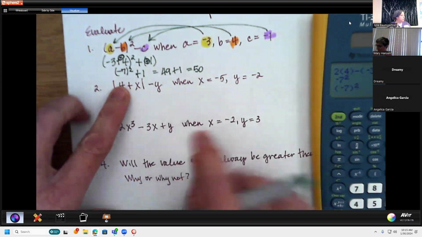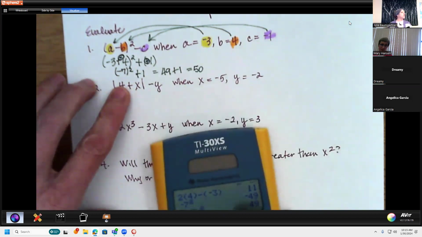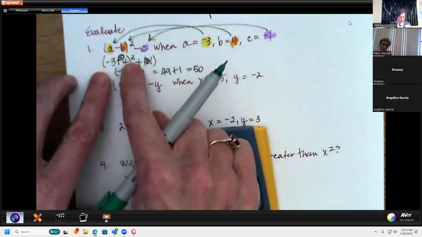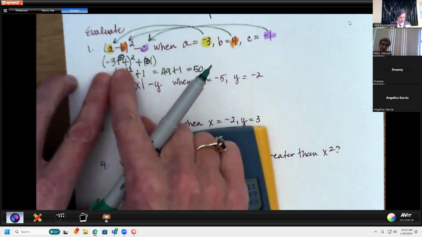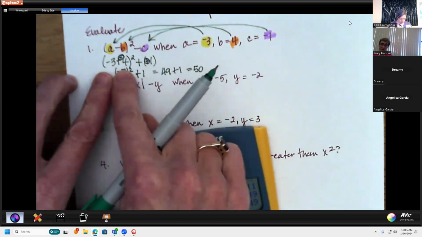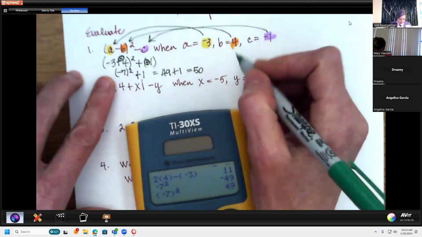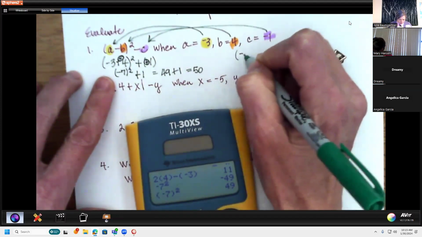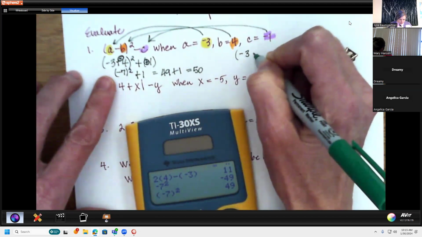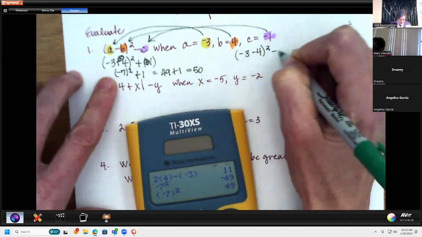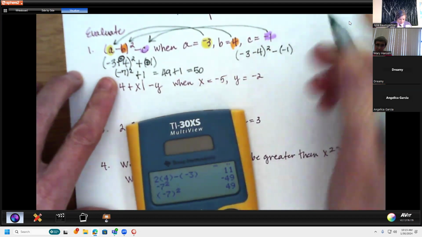So the first step is put those numbers in for the letters. And then now we have all numbers and it's a process of working through. You could have also, let me go back to what we had originally. We had -3 minus 4 quantity squared minus -1.